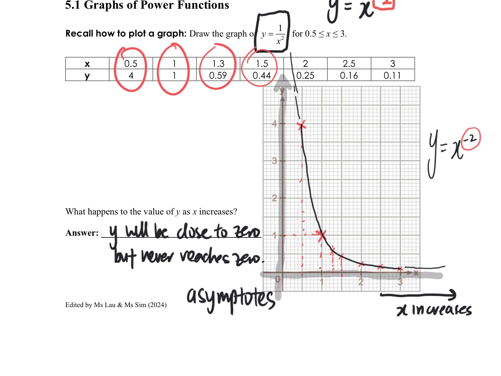So will O-level test you on asymptote? No. But maybe at poly or in JC, they will test you on asymptote. But it's just for you to know.